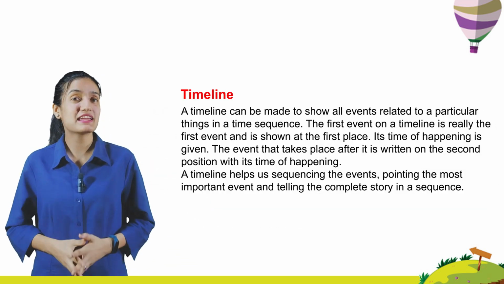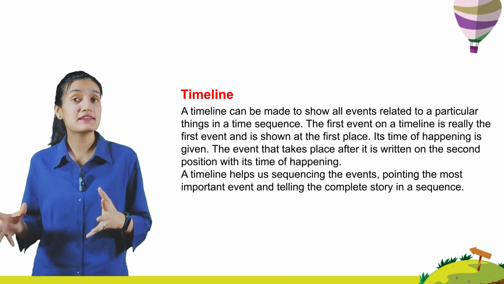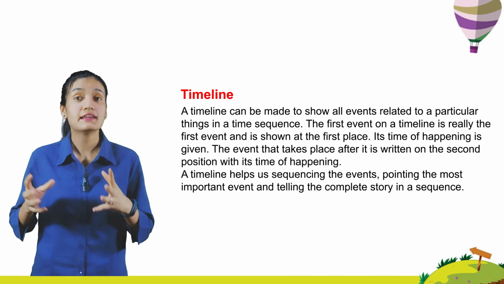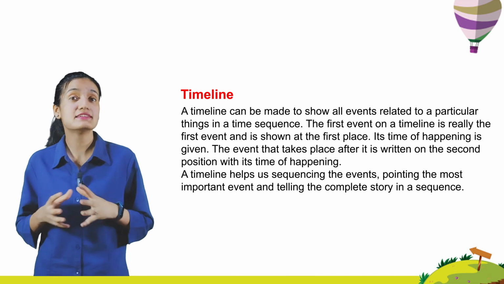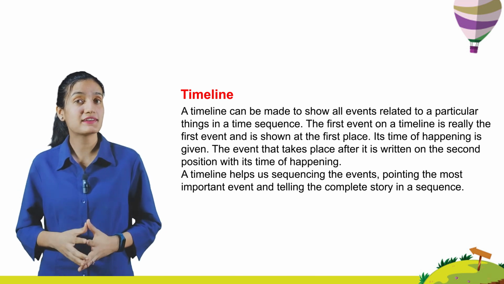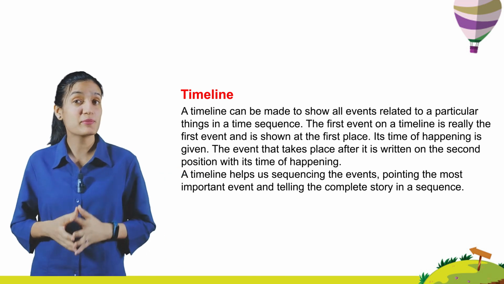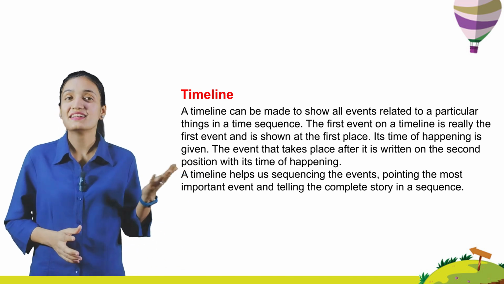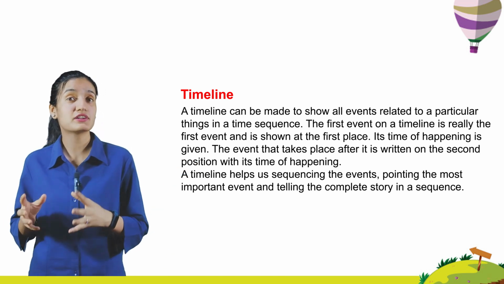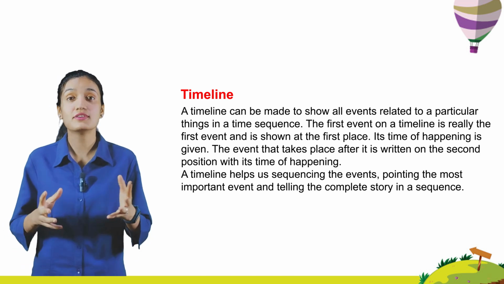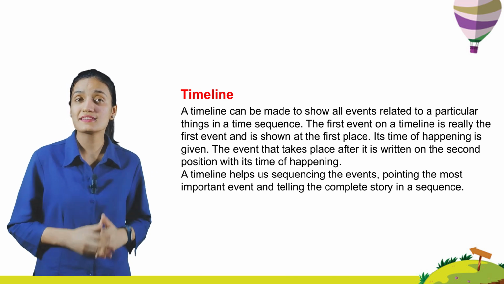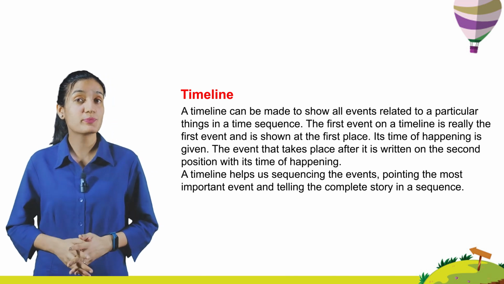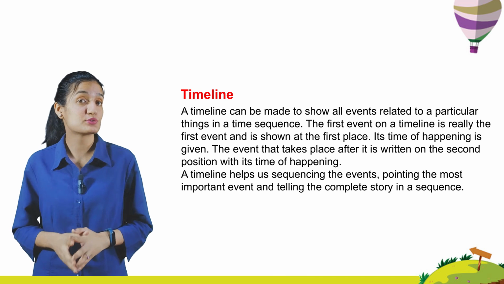Timeline. A timeline can be made to show all events related to a particular thing in a time sequence. The first event on a timeline is really the first event and is shown at the first place. Its time of happening is given. The event that takes place after it is written on the second position with its time of happening. A timeline helps us in sequencing the events, pointing out the most important event and telling the complete story in a sequence.